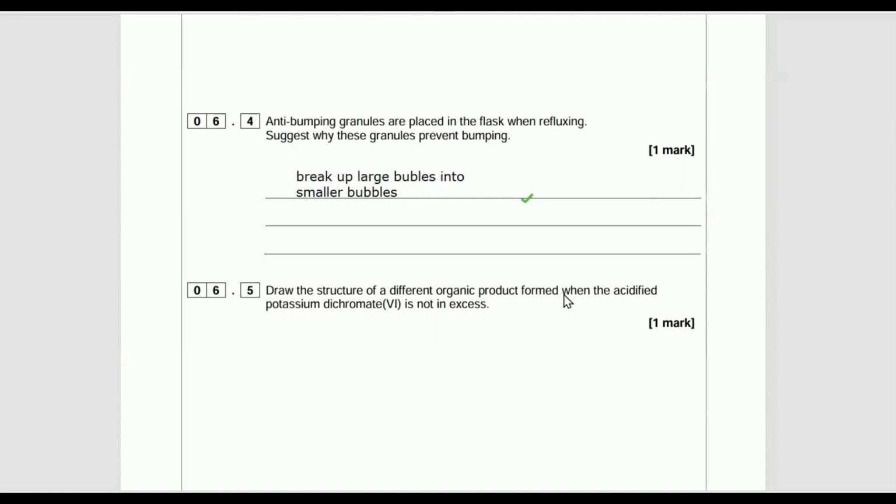Draw the structure of a different organic product formed when the acidified potassium dichromate is not in excess. So if we don't have as much of the oxidizing agent, instead of getting the carboxylic acid, we're going to get the aldehyde. So I'm going to go for that version. I drew carboxylic acid from the alcohol, but instead I'm going to say the primary alcohol just goes to an aldehyde. So it goes like that, and instead of having an OH here, I'm just going to do an H there.